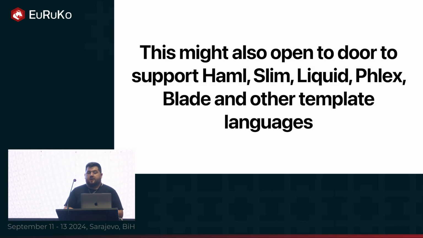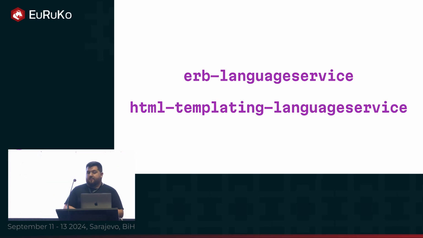And this might also open up the possibility to support other templating languages like Haml, Slim, Liquid, or whatever else you have. If we can map the same syntax to the same abstraction, and when we would have that, we could also provide some kind of language service, as we saw earlier with the HTML one, where you could provide an HTML templating language service or an ERB language service that does the hard work behind the scenes for you. So you can implement all the diagnostics and that stuff on top of it.